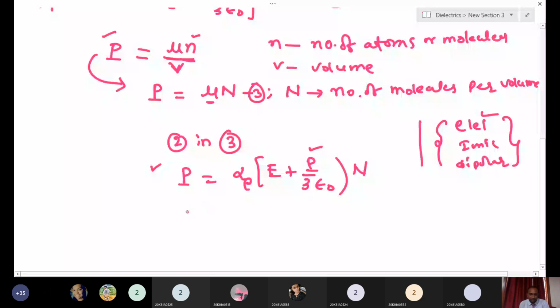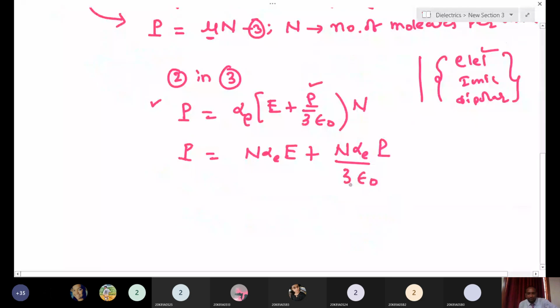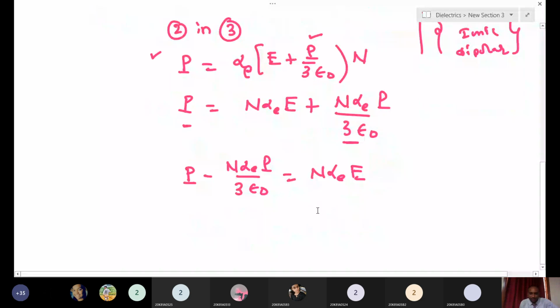Here we multiply n alpha E into these two terms: n alpha E times E, plus n alpha E times capital P by 3 epsilon naught. Now we rewrite this expression again. The third term and the first term we bring to one side: P minus n alpha E times P by 3 epsilon naught equals n alpha E into E. Can we write it like this?